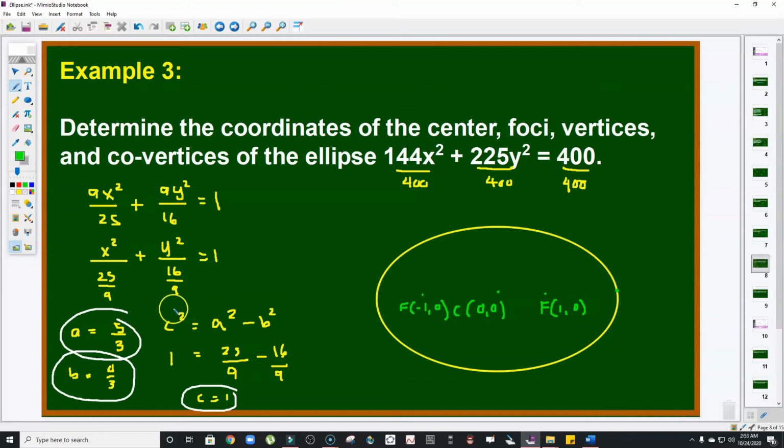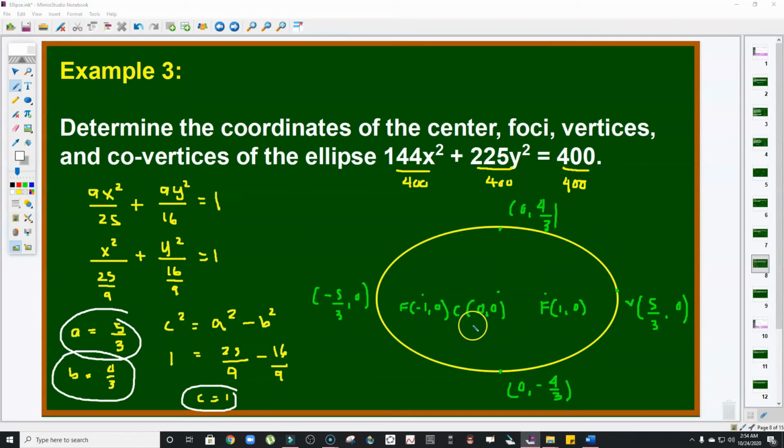Vertex naman. So, this time, mag-add ako ng 5/3. Madali lang kasi 0, 0. So, meaning, yung vertex ko, that's 5/3, 0. This one, negative 5/3, 0. See that? Now for the co-vertex, since 0, 0 yan, so add naman ako ng 4/3 kay Y. So this one will become 0, 4/3, while this one, 0, negative 4/3. There you go. Clear?